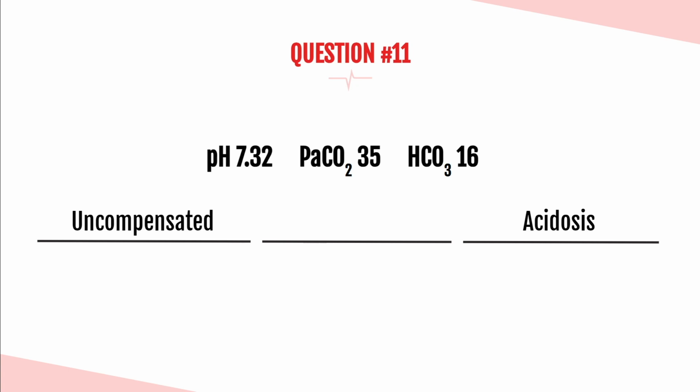And which value is trending with acidosis? It's the bicarb. We are lacking base. This means that the acidosis is coming from a metabolic source, and our carbon dioxide is normal, so we look good here. We have an uncompensated metabolic acidosis.